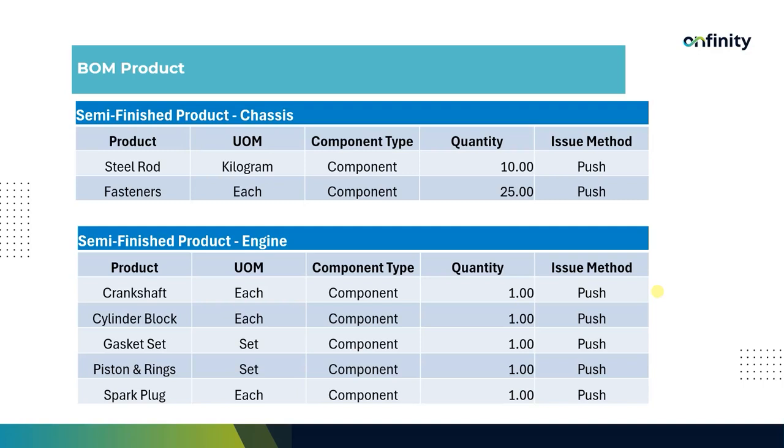The semi-finished product chassis requires steel rods and fasteners. Steel rods are measured in kilograms, and 10 kilograms are required, while 25 fasteners are needed to produce the chassis. The engine requires one crankshaft, one cylindrical block, a gasket set, piston and rings, and spark plugs. Now let's quickly move on to the system and configure the bill of material.